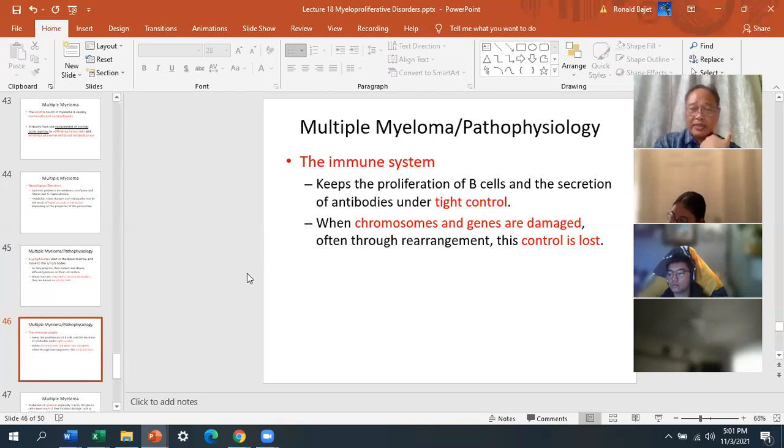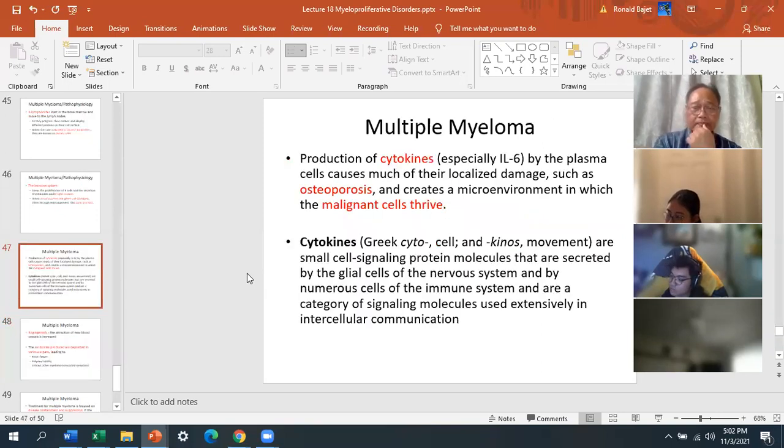So when the chromosomes and genes are damaged, often through rearrangement, this control is lost, and then you have proliferation of B cells and the secretion of antibodies. The production of cytokines, you remember what cytokines? By the plasma cells. So plasma cells produce cytokines. And the production of cytokines causes much of the localized damage, such as osteoporosis.